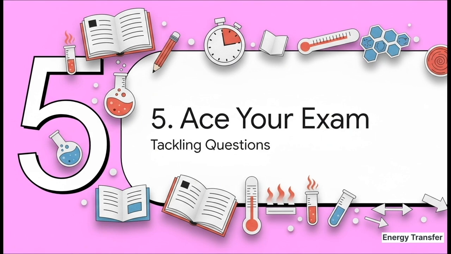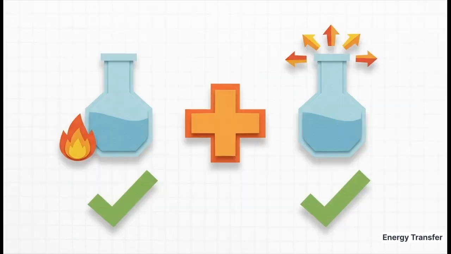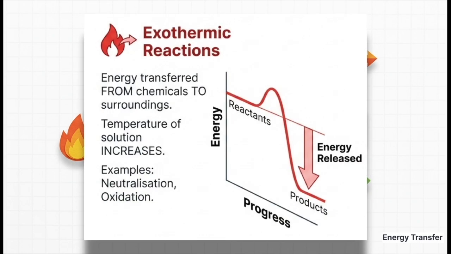All right, let's bring this all together and look at how this stuff actually comes up in an exam. Okay, here's a classic 2-marker. They'll give you a scenario like a student mixing an acid and alkali and seeing the temperature go up, and then they'll ask you to explain what's going on. Now, to get full marks here, you have to do 2 things. First, for 1 mark, you just state the type of reaction. In this case, because the temperature went up, it's exothermic. But for that crucial 2nd mark, you have to explain why. You need to say that it's because energy is being transferred or released to the surroundings. You have to use that language of energy transfer.